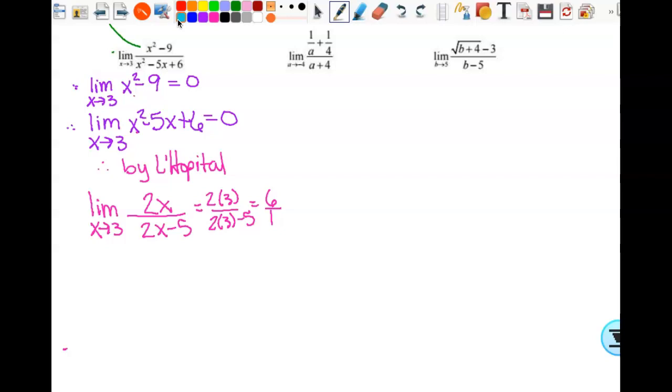Okay, so let's do this one. We're going to show that the limit as a approaches negative 4 of 1 over a plus 1 over 4, what does that equal? 0, right? Negative 1/4 plus 1/4? If you need to write it out, you can. But if I substitute negative 4 right there, it's going to 0 out. And then the limit as a approaches negative 4 of a plus 4, what's that going to give me?